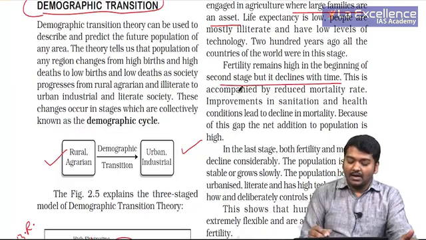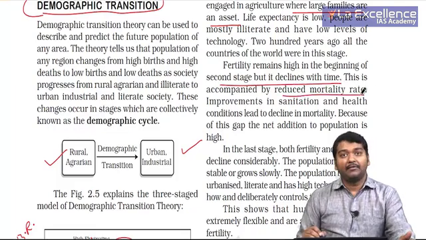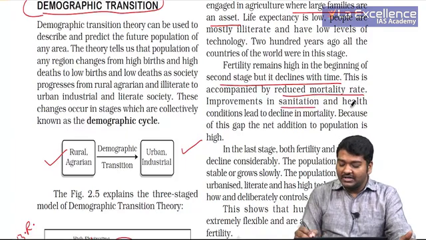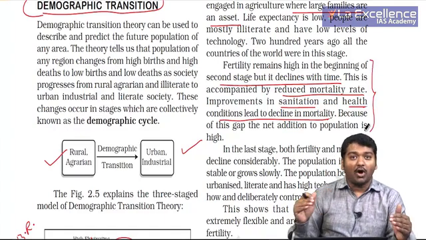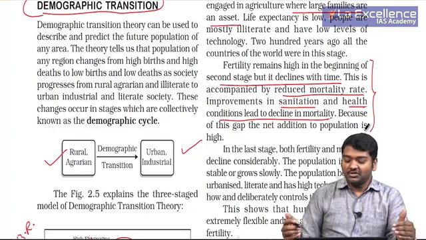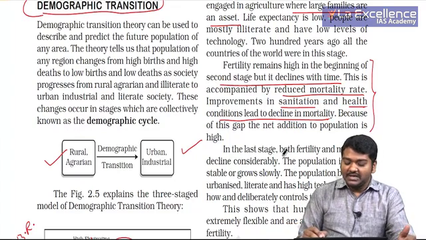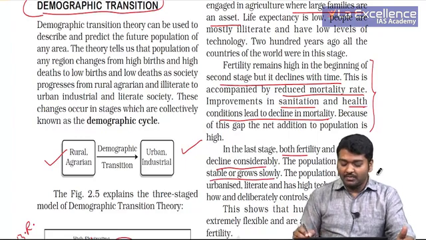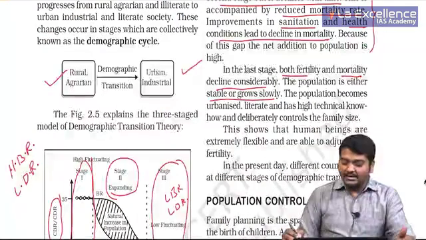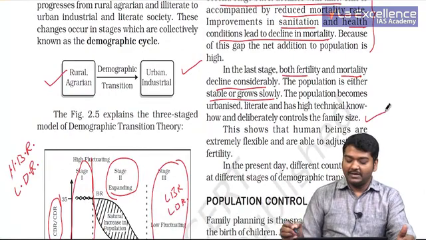This is accompanied by a reduced mortality rate. Improved sanitation and health conditions lead to a decline in mortality. Because of this there will be some sort of stabilization. In the last stage, both fertility and mortality decline considerably. Population is either stable or grows slowly. The population becomes urbanized, literate, has high technical know-how and deliberately controls the family size.